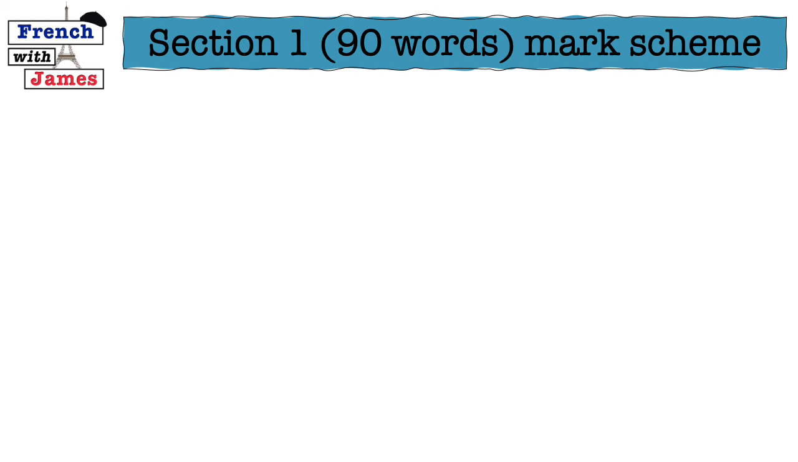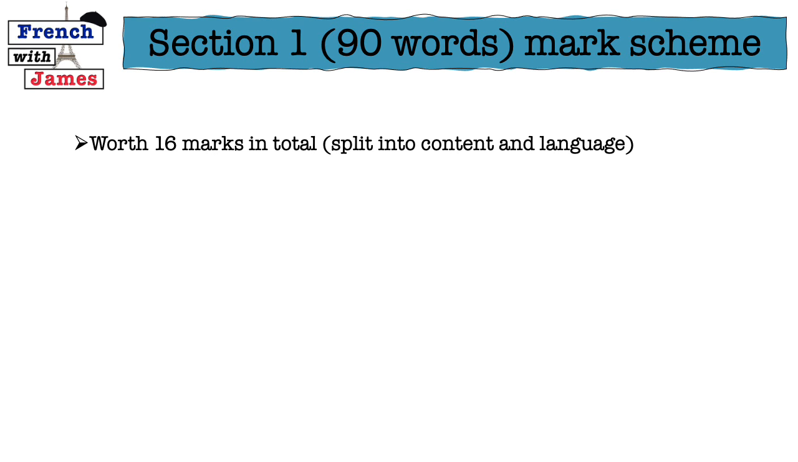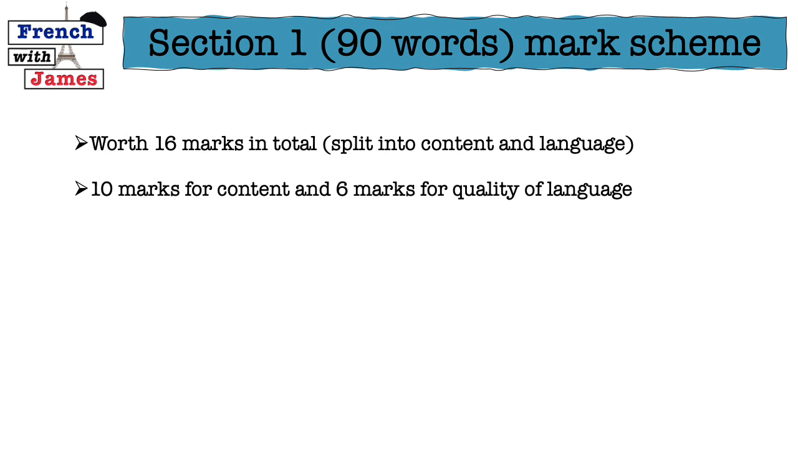Exams are to an extent a box ticking exercise, and it really helps if you know what sorts of boxes you're aiming to tick. So I'm going to talk you through the mark scheme that examiners use for marking this 90-word question. As I mentioned, the question's worth 16 marks in total, and these are split into 2 categories, content and language. Your content marks are a mark out of 10, and the quality of language mark is out of 6. So it's really important that you mention those bullet points because the content mark is the weightier of the 2.